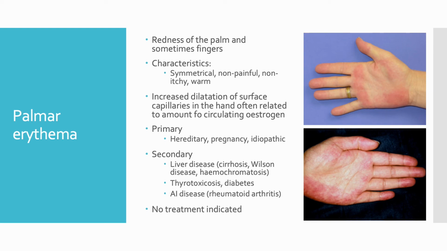Palmar erythema is a condition which can occur in pregnancy. It may be idiopathic, but is a common feature of liver disease, particularly cirrhosis. Can also occur in thyrotoxicosis, rheumatoid arthritis, and diabetes. It manifests as erythema over the thumb, over the thenar and hypothenar eminence, and over the lower part of the palm. So palmar erythema, many causes, chronic liver disease being one of the best recognised.